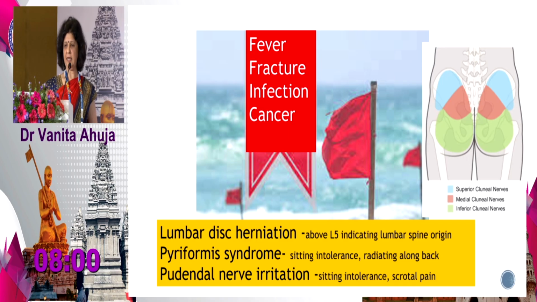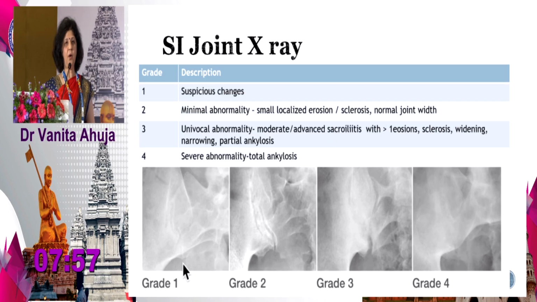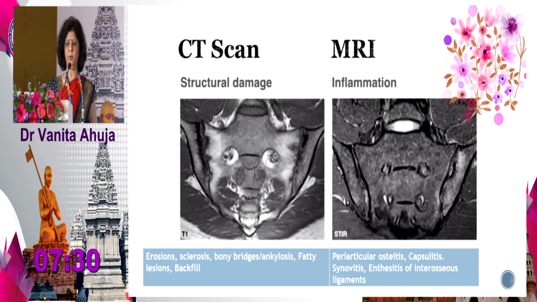Red flag signs have already been told by the previous speaker. Now in SI joint, the investigations sometimes may not give us all the evidence, but yes, the SI joint X-ray, we can grade according to the joint, like whether there are any suspicious changes, or minimal abnormalities, or an unequivocal finding. We can look at the X-ray and also rule out the other causes which may be the cause of pain in that area. CT scan and MRI can guide us, but they are not mandatory for the diagnosis.